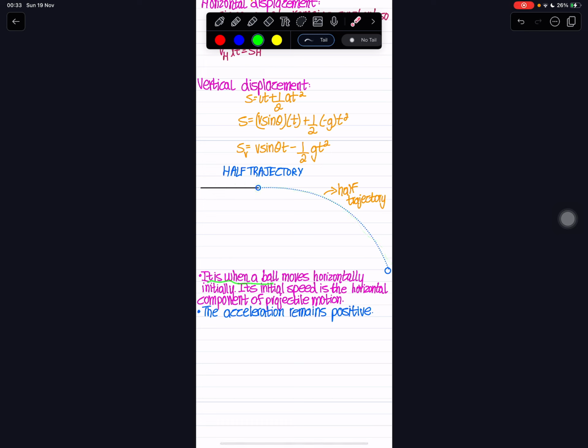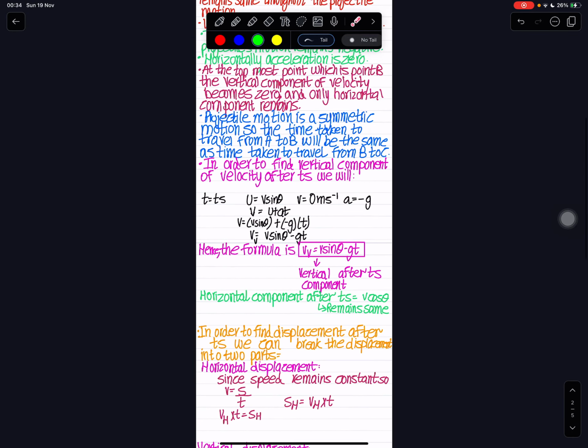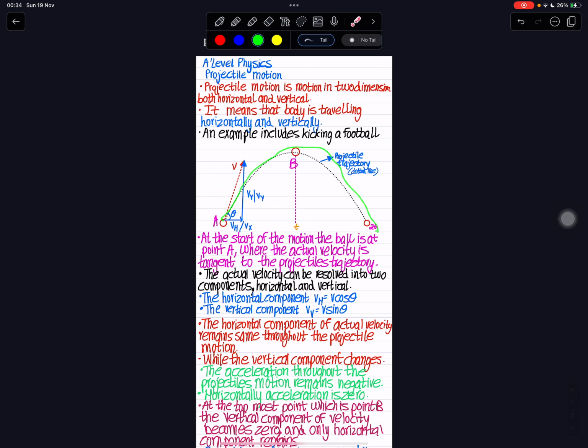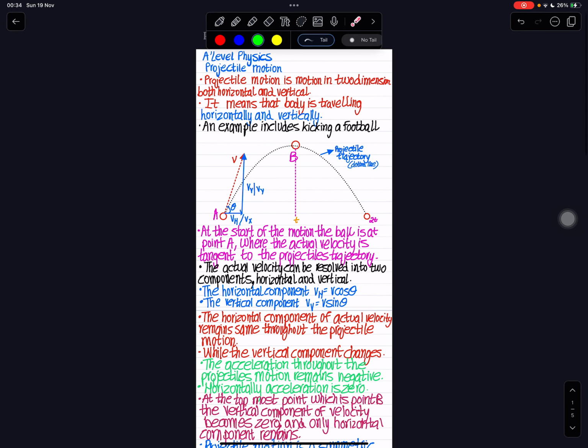When a ball moves horizontally initially, its initial speed is the horizontal component of projectile motion, which means that whatever its initial speed, for example 12 meters per second, the horizontal component of velocity will remain the same. If the initial speed was 12 meters per second, then over here the horizontal component will be 12, 12, 12 and 12. And the acceleration in half trajectory remains positive. In full trajectory, throughout the projectile, it remains negative, but half trajectory is an exception where acceleration will be positive. I've covered all of the components of projectile motion here.